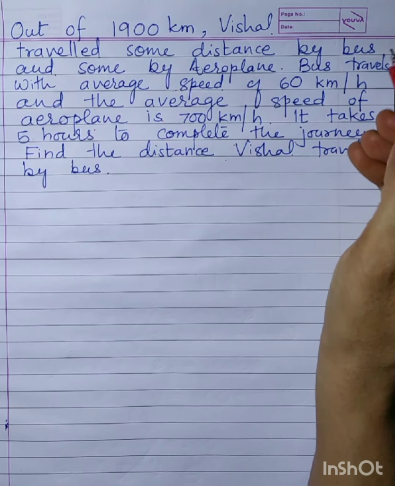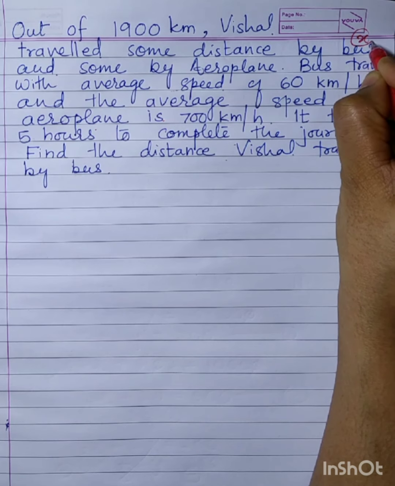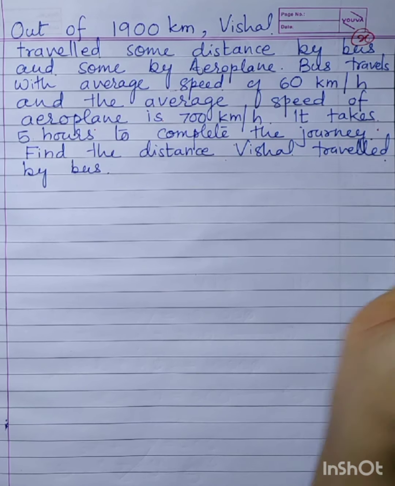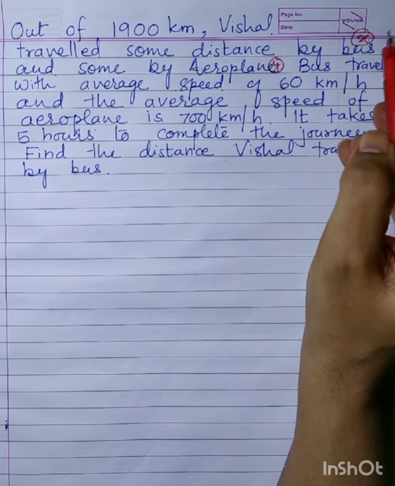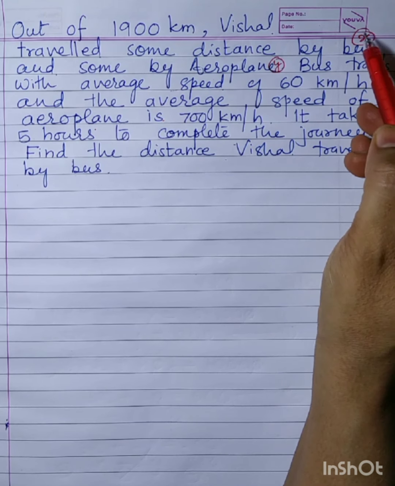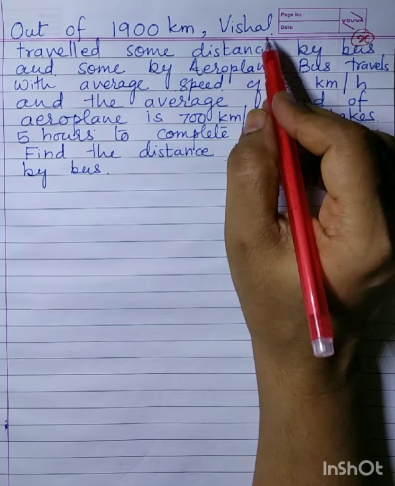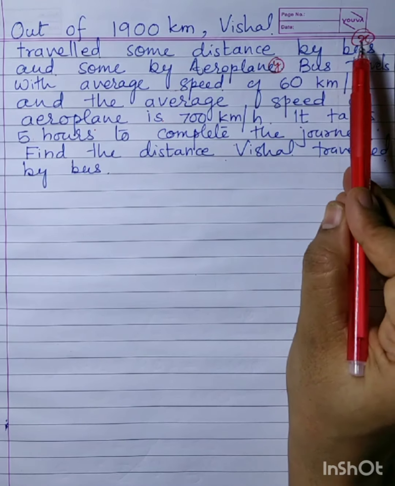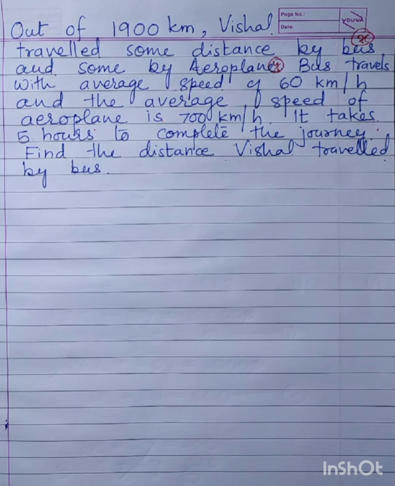So again let us assume that the distance traveled by bus be x kilometer and the distance traveled by aeroplane be say y kilometers. So what will be the total distance traveled by bus and aeroplane is given 1900. So have we got here equation 1? Yes. What will be equation 1? X plus y is equal to 1900 kilometer.